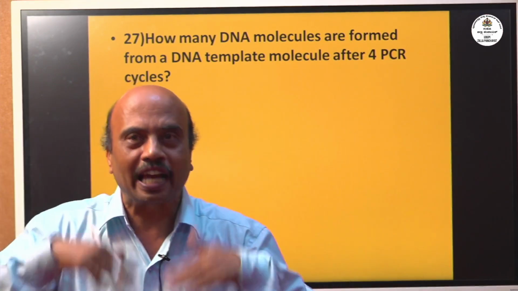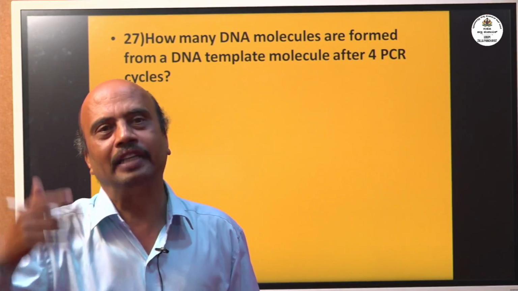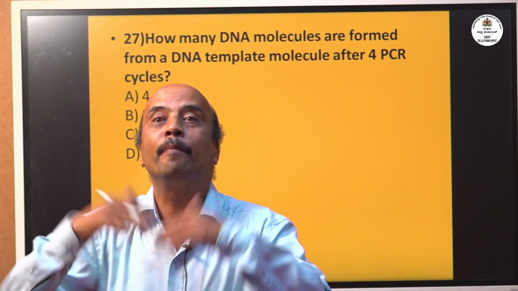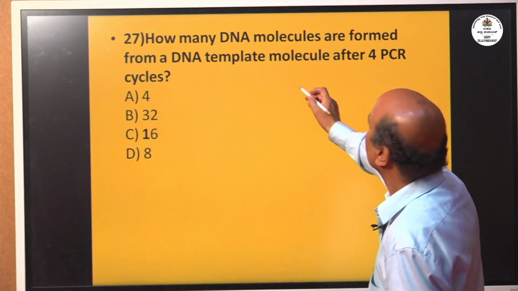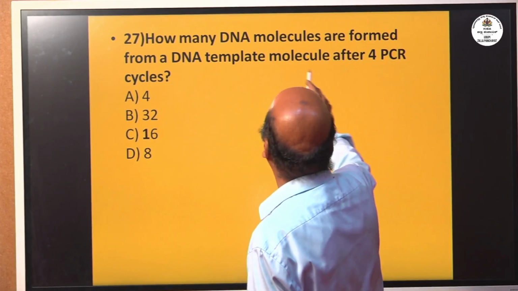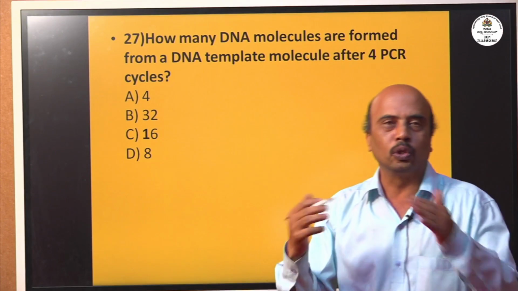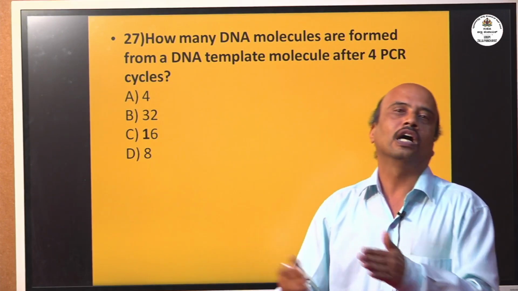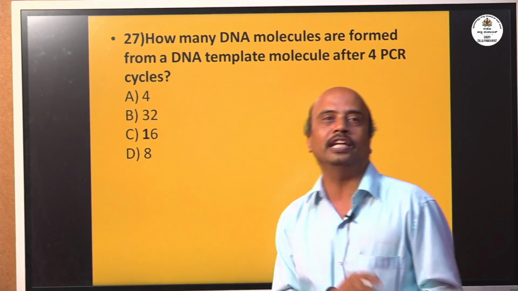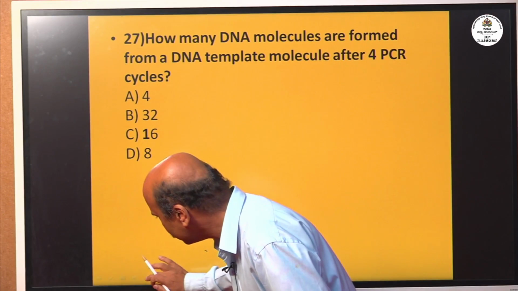So after the first cycle 2, then 4, then 8, then 16, like that. They are amplified. Now, here, how many DNA molecules are formed from a DNA template after 4 PCR cycles? After 1 it is 2, after 2 it is 4, after 3 it is 8, after 4 it is 16. 16 DNA molecules will be formed. That is the answer. Okay.